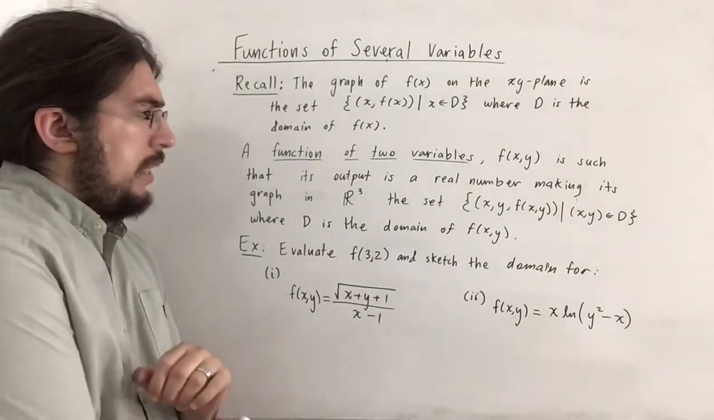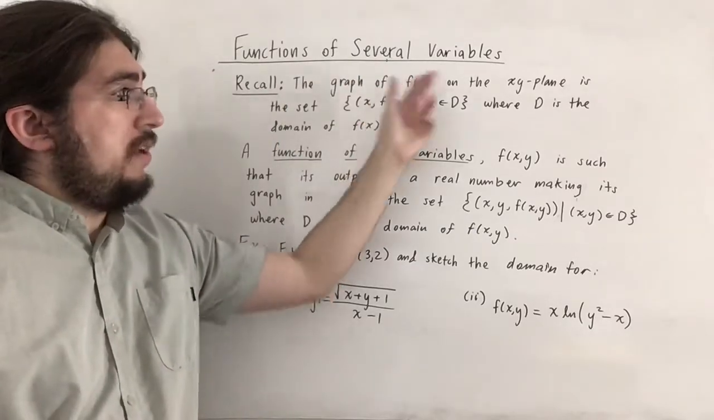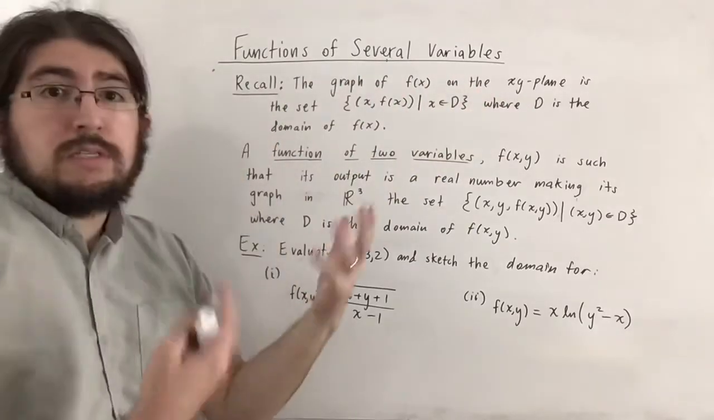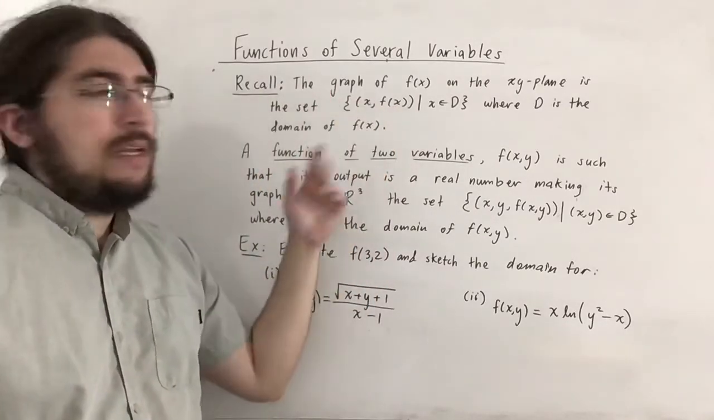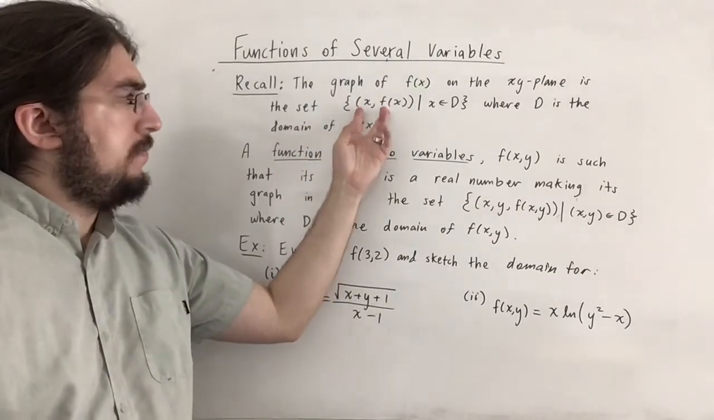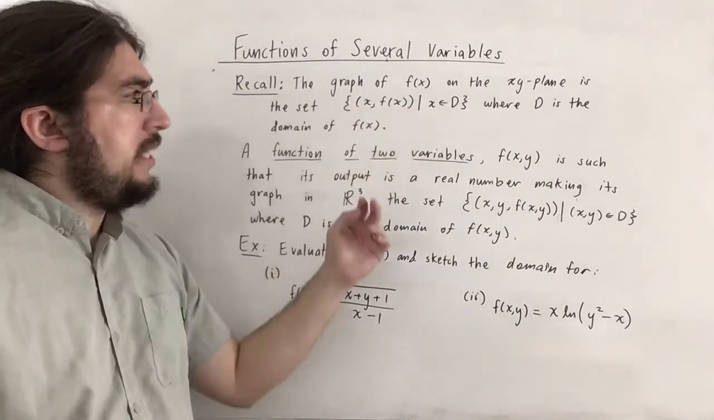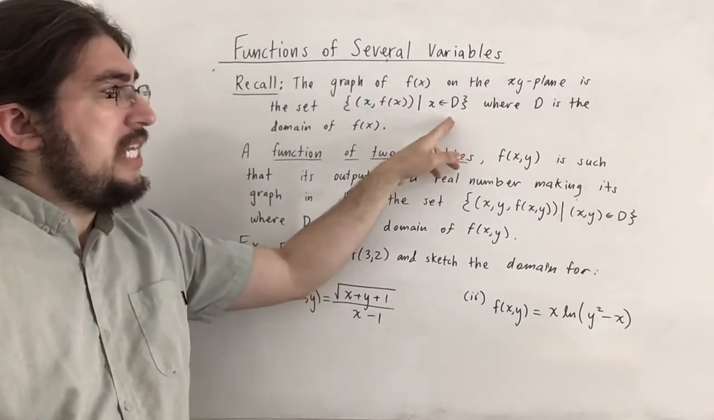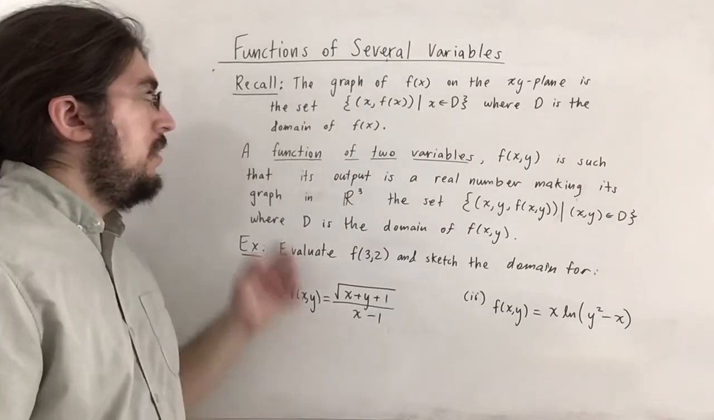So let's take a look and let's recall that the graph of a function f of x on the xy plane, so in other words in two dimensions, is the set of ordered pairs x comma f of x. And normally we consider y equal f of x, so this is, I think, pretty intuitive for us because y is equal to f of x in this case, where x is in the set D, where D is the domain of the function f of x. Okay, so that makes sense.